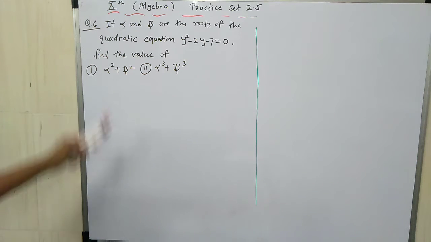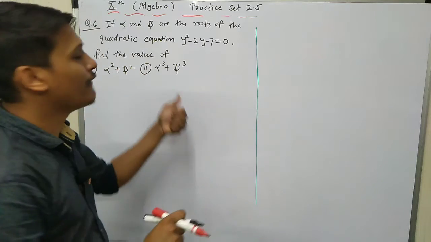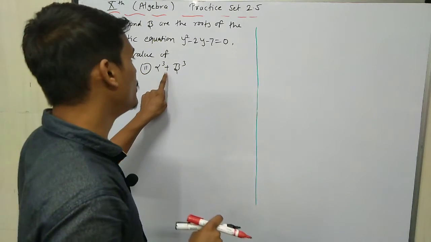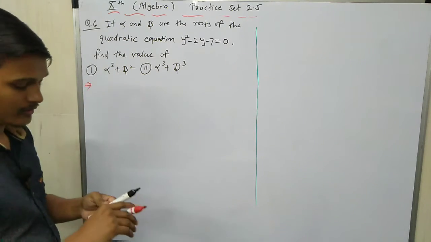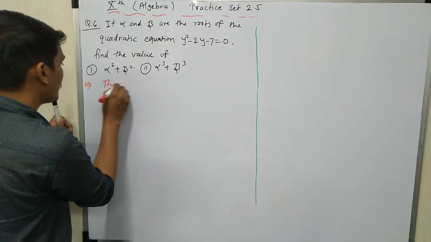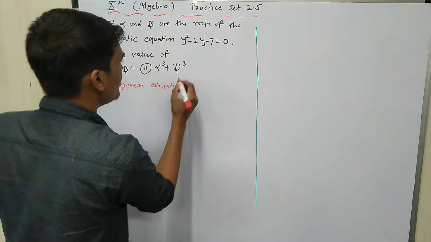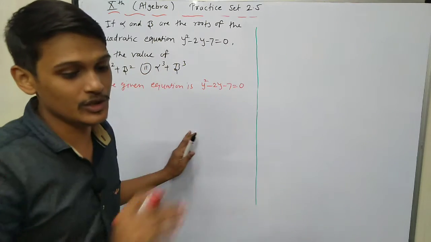Question number 6. If alpha and beta are the roots of the quadratic equation y square minus 2y minus 7 is equal to 0, find the value of first alpha square plus beta square. Now second, alpha cube plus beta cube. How to find out? The given equation is y square minus 2y minus 7 is equal to 0.